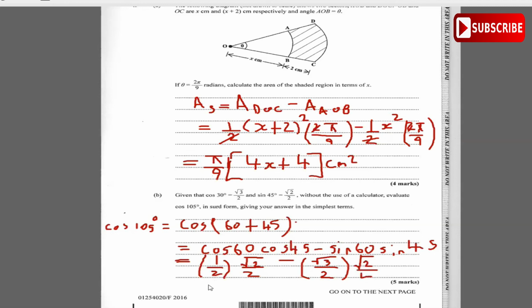So working this out, it finally works out to be 1 times root 2, which is root 2. Now root 3 times root 2 is root 6. So it works out to be root 2 minus root 6, over 2 times 2 is 4. So it's root 2 minus root 6 over 4, joining them as one fraction. Nice and easy. All right, 5 marks to do that, to do nothing.